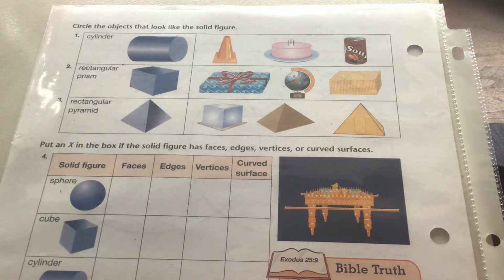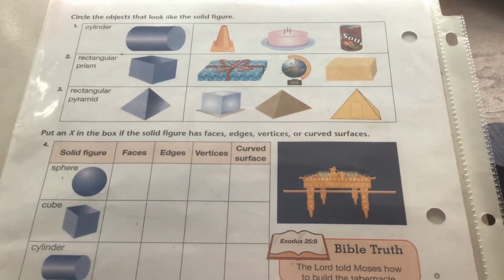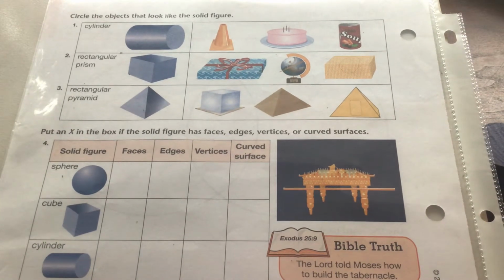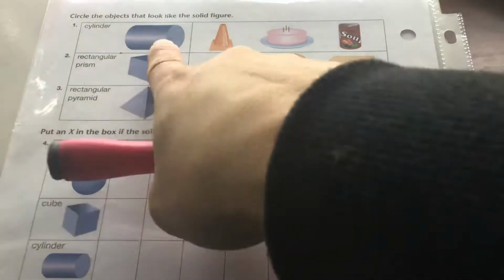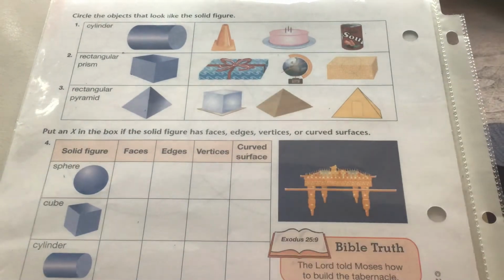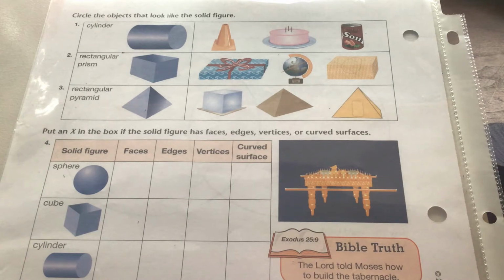The top part here actually seems almost too easy. They want you to circle the objects that look like the solid figure. So they give us the solid figure here on the side, and we're to look at the group of real objects and circle the ones that would apply. But sometimes there's more than one. So let's look at number one. We're looking for something that is a cylinder shape.